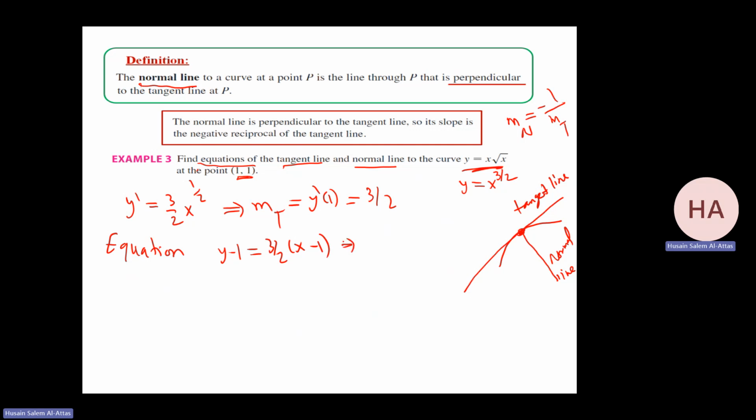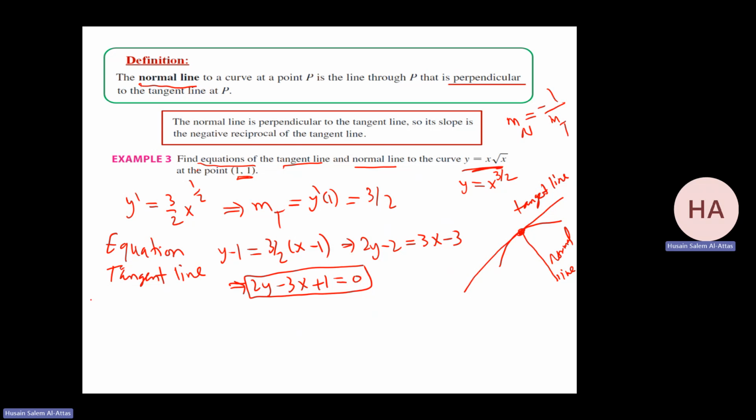In other words, it will be 2y minus 2 equals 3x minus 3, multiplied by 2. So I have 2y minus 3x plus 1 equals 0. That will be the equation of the tangent line.